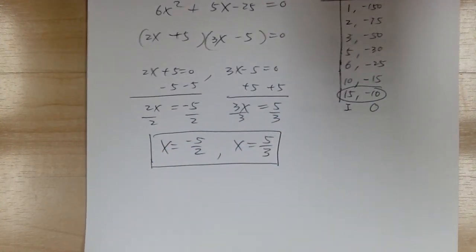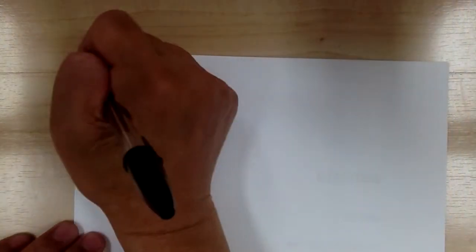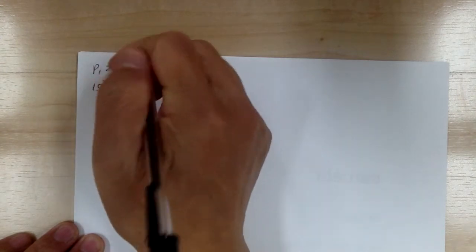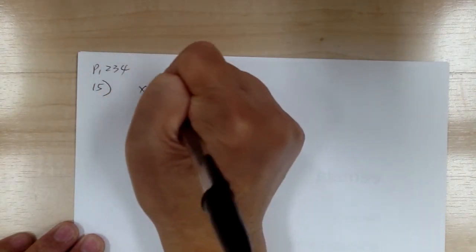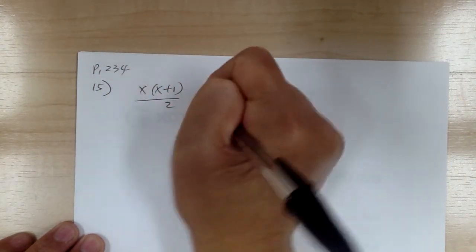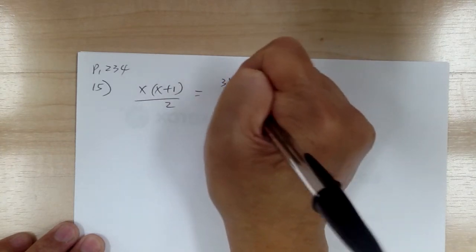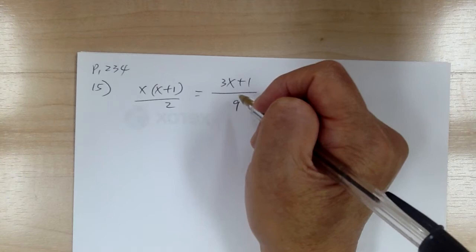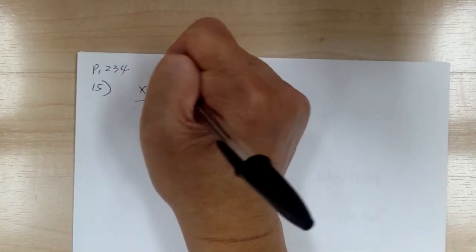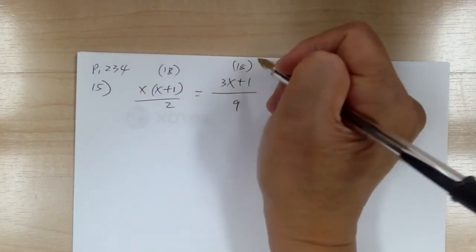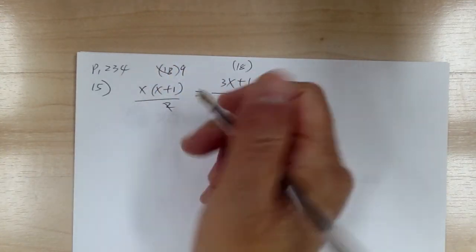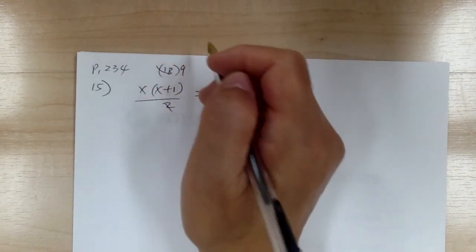Okay, let's go to 15. You have x times x plus 1 over 2 equal to 3x plus 1 over 9. Okay, so common denominator is 18, so times by 18. So this cancels out, so you get 9.